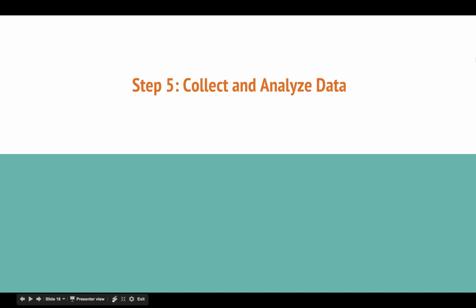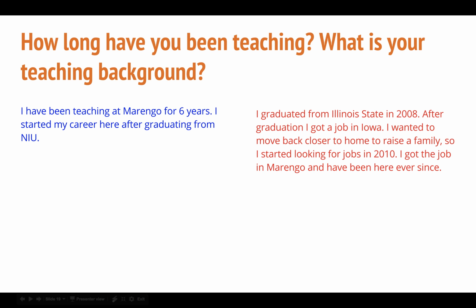So continuing on with collecting and analyzing data, this is the short interview I had with 2 different teachers at the high school. So at first I asked, how long have you been teaching? What is your teaching background? Teacher 1 is in blue and teacher 2 is in red, and these are just straight their answers given to me. So the first one has been teaching at Marengo for 6 years, and they started their career here after graduating from Northern Illinois University.